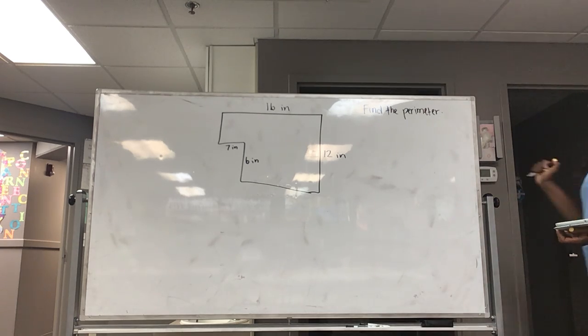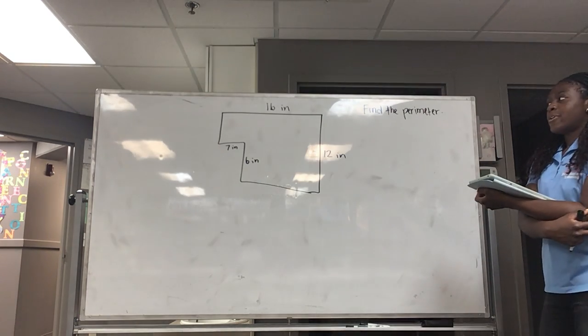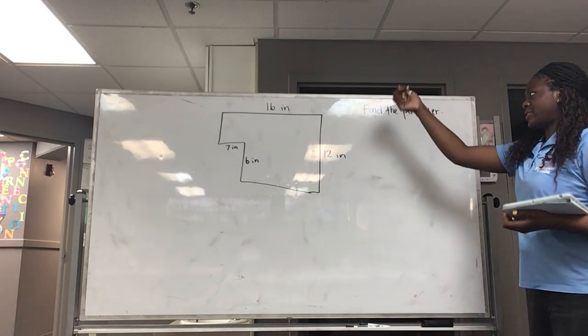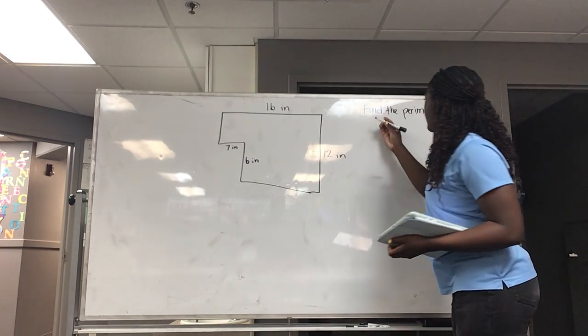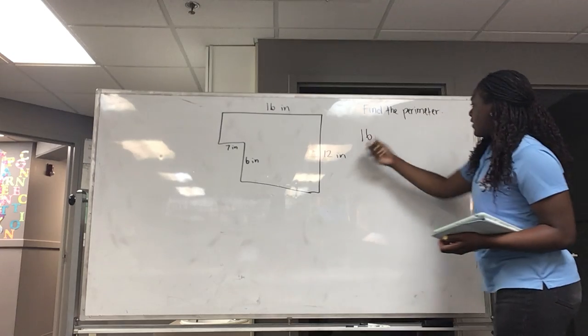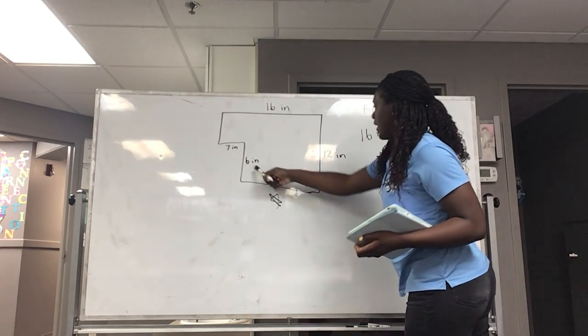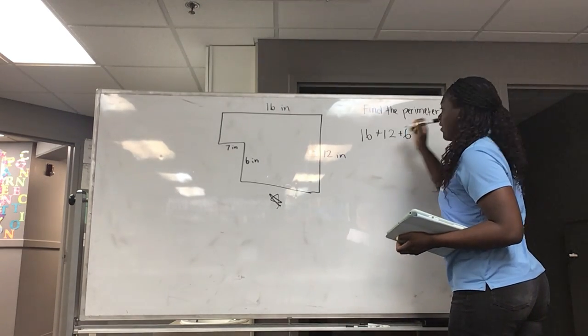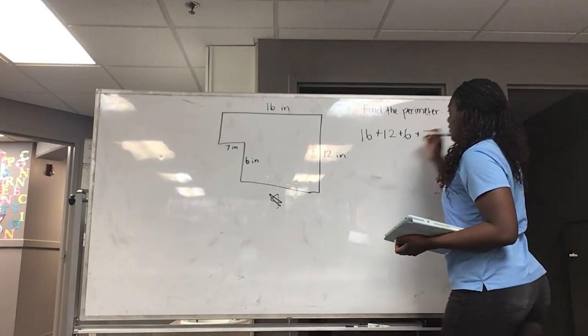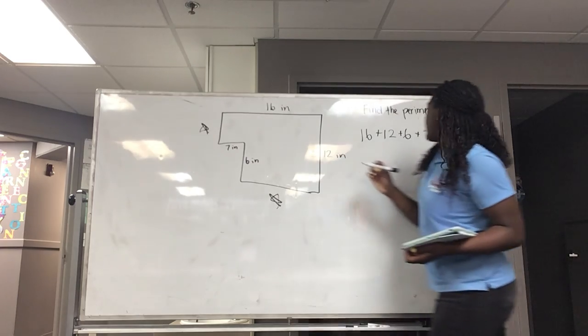Okay, let's go over this one. So to find the perimeter, we're going to want to add all the sides together. So let's add what we know. The top is 16. The side is 12. Bottom we don't know. There's 6. And then 7. We also don't know that side right there.